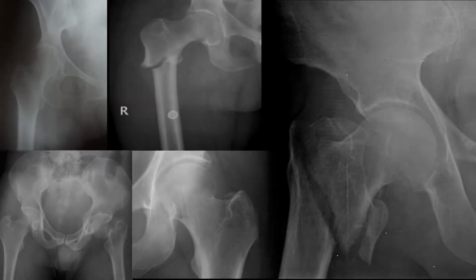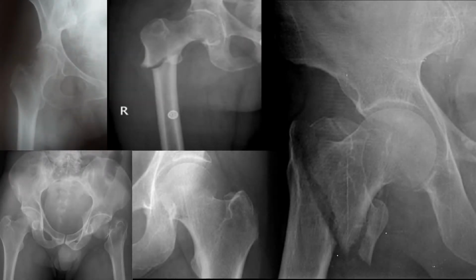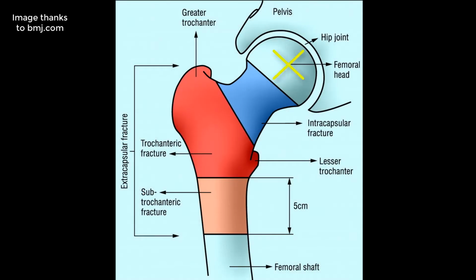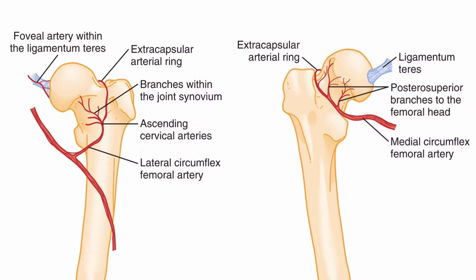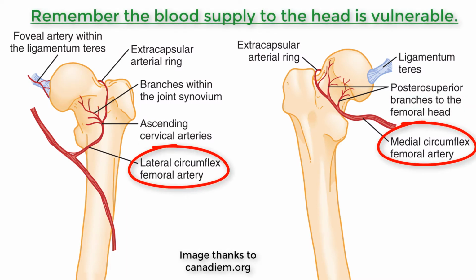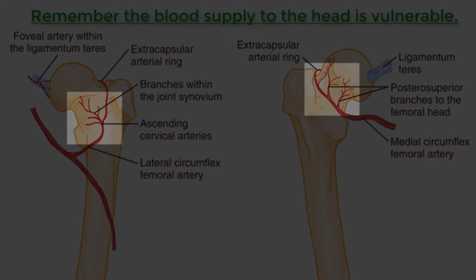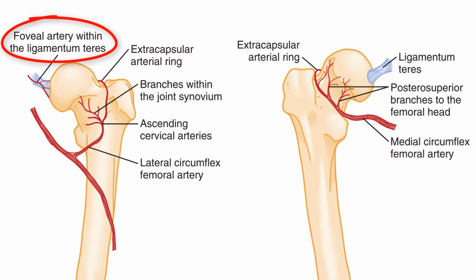But before talking about the various types of fractures, we should reminisce on the bony anatomy and the vascular supply. Looking at the bony anatomy, there's the head, neck, lesser and greater trochanters, and the proximal femoral shaft. The blood supply to the neck and head is a tad tenuous. It's derived from the ascending cervical arteries, which come from the medial and lateral circumflex femoral arteries, the medial being the major contributor. The circumflex arteries sit outside the hip capsule, but the cervical branches are intracapsular. There's also a foveal artery, which is a branch of the obturator artery and sits in the ligamentum teres.